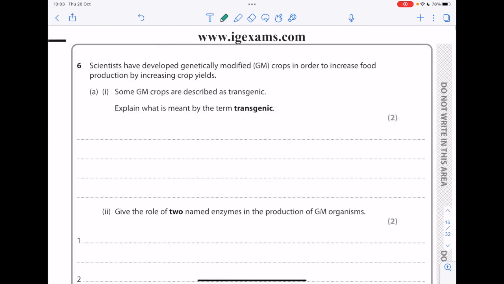Scientists have developed genetically modified GM crops in order to increase food production by increasing crop yields. Some GM crops are described as transgenic. Explain what is meant by the term transgenic. It means containing a gene from, has to be a different species.